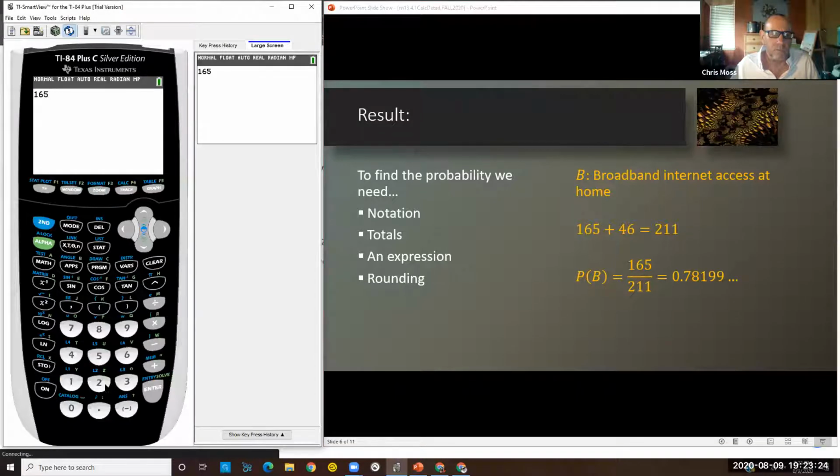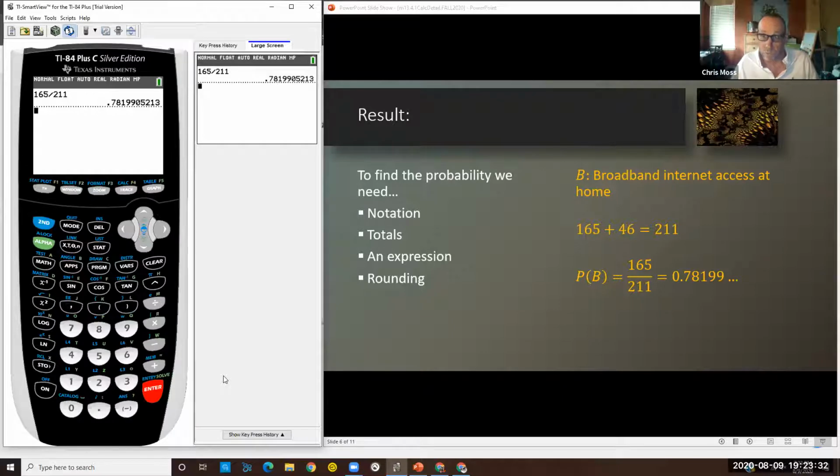165 divided by 211, hit enter, 0.7819905213, and I'm sure there's more decimal places after that. So we don't want to write everything down. We want 3 significant digits.